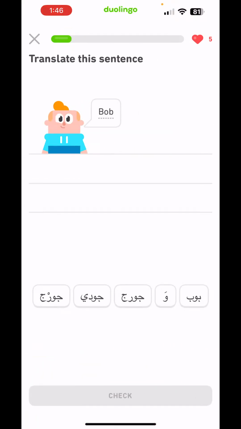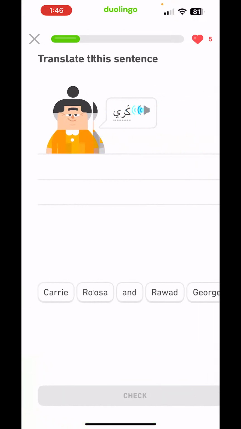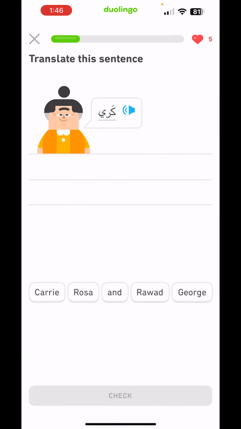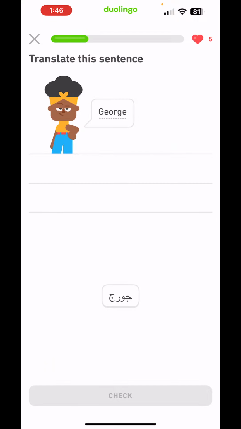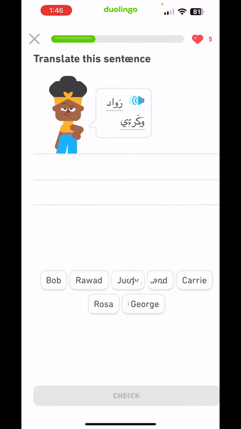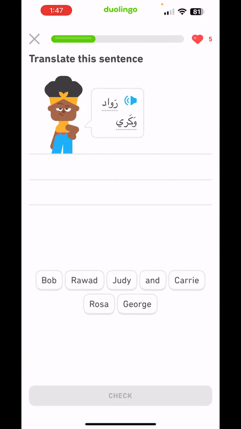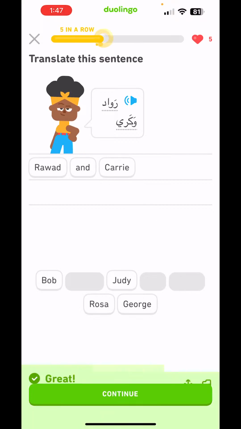Bob, Bob, Bob, is it this one? Which one of these look like Bob? Oh, okay. Carrie or Daddy. Okay, they only give you one option. George. Okay. Guess they really want me to get it right. Rawed and Carrie. Someone said Kelly.